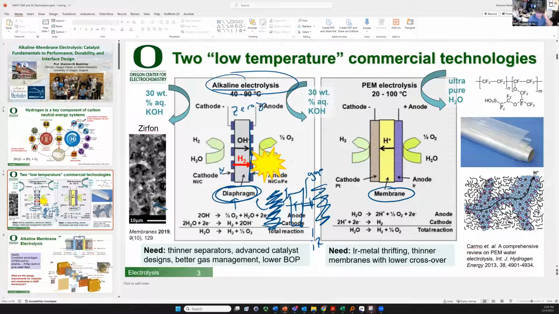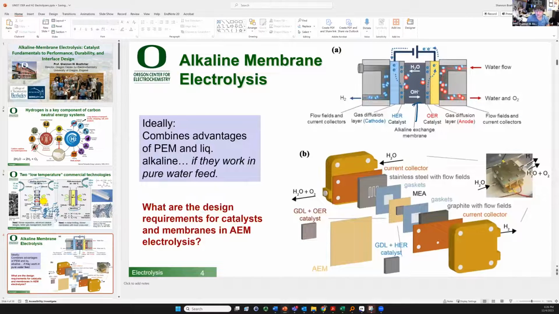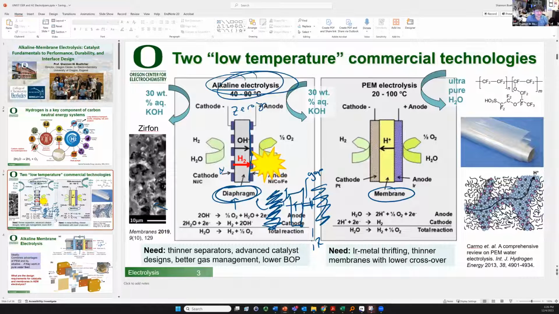Then there's a big community of people in industry and academia that are building cells that look more like these membrane cells. They're zero gap for sure. They're CCMs, catalyst-coated membranes or architectures, MEAs, I should say, membrane electrode assembly architectures. But instead of feeding pure water, they're feeding in water plus KOH, and so it's sort of a hybrid. I call this a hybrid. It's a little bit like the liquid alkaline cell because you have a lot of the liquid alkaline issues with the flowing KOH, but it has some of the advantages of the membrane cell in that you have a thin membrane and you can get the anode and cathode very close together. So people are looking at those hybrids.